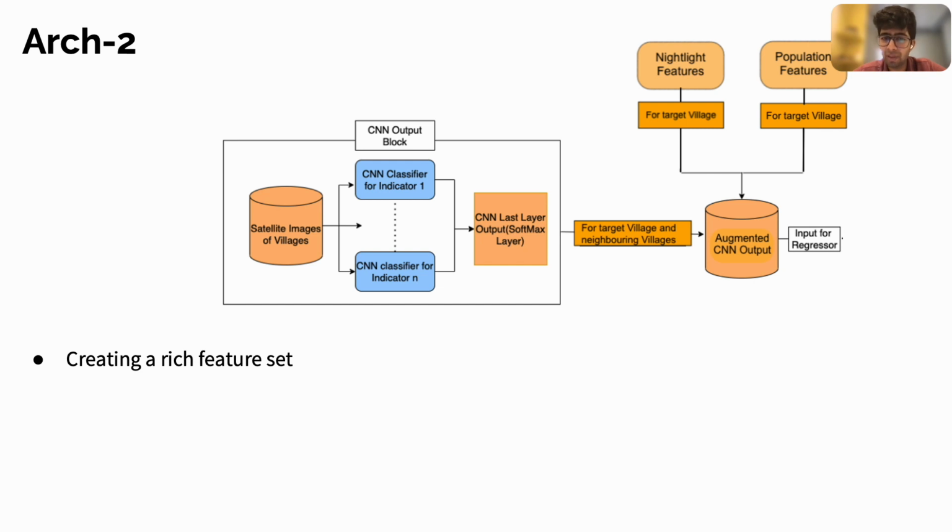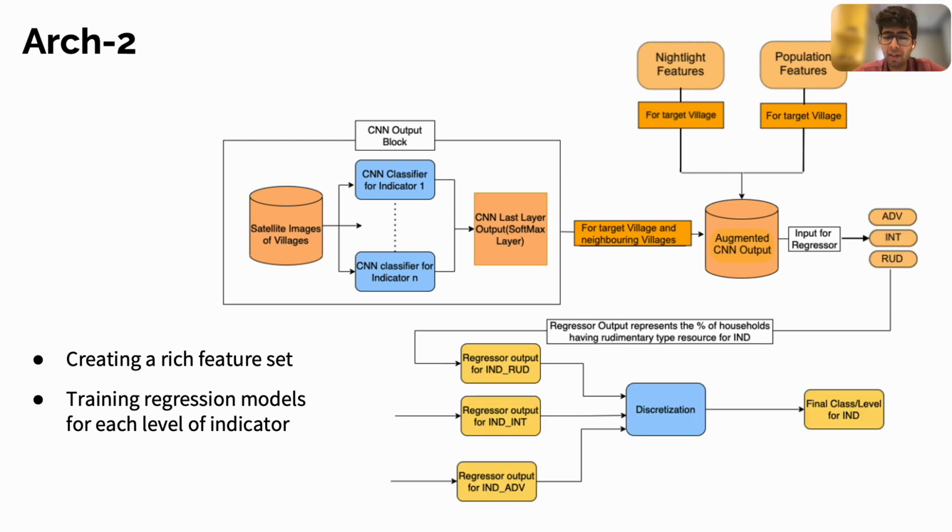We will now discuss our second architecture, which begins by generating the rich feature set previously mentioned. From this, we select features that ensure temporal robustness. Using this final feature set, we train three regression models to predict the percentage of households using rudimentary, intermediate, and advanced fuel categories, as shown in these three boxes. We then employ a pre-trained discretizer to estimate the village development indicator level.